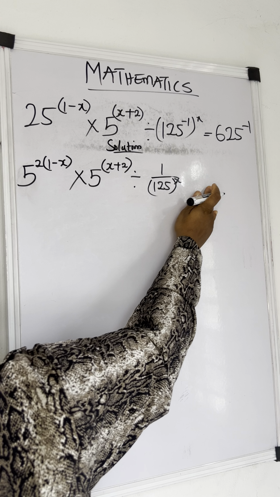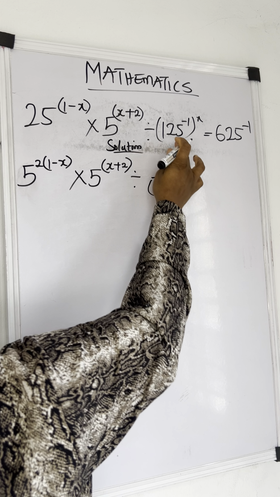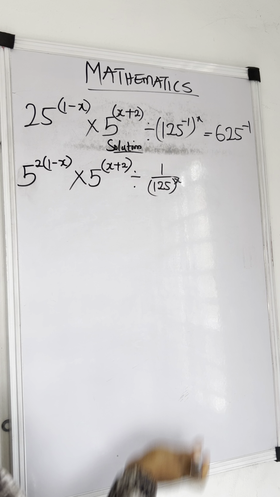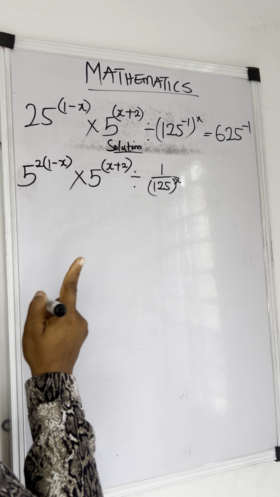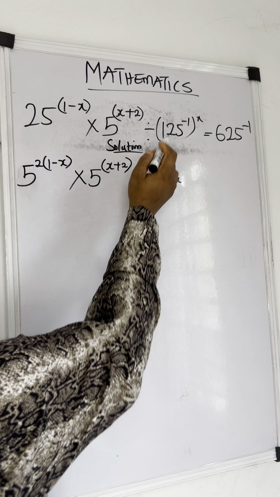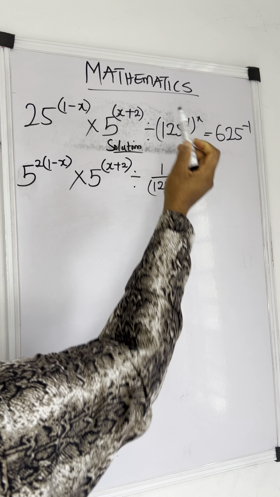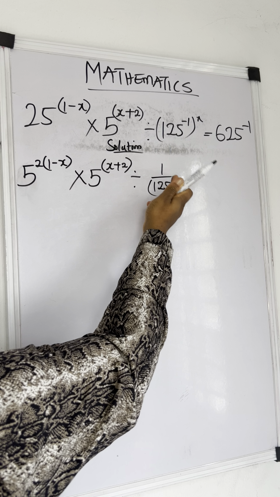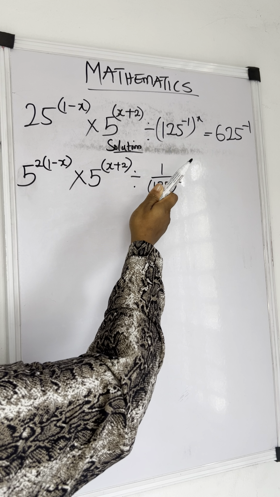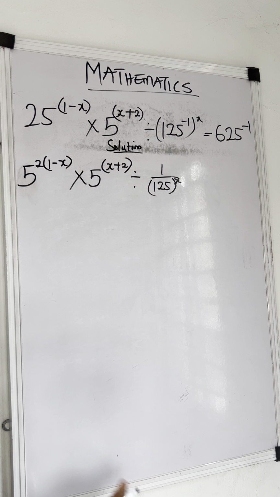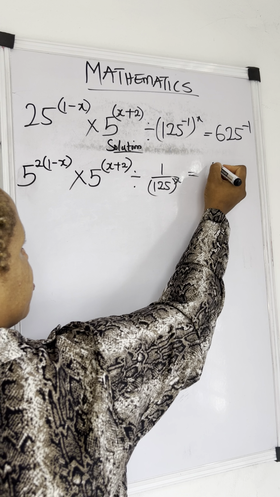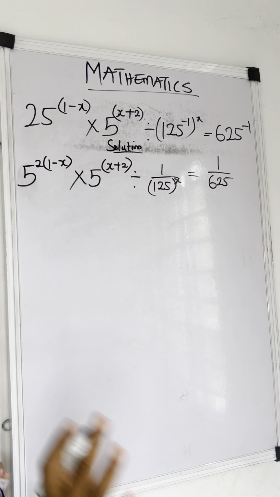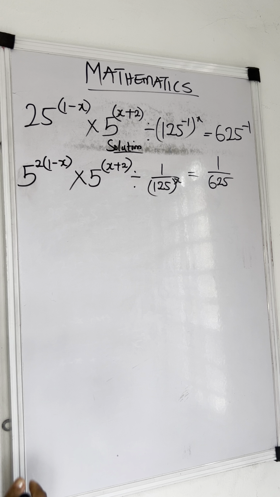So now, if we decide to open this bracket here, we're going to have 125 raised to power minus x. Like I always say, there's an invisible one behind every variable. So if you open it, we get 125 raised to power minus x. Since it's the inverse law, we want to remove the negative sign, so we make it 1 all over 125 raised to power x, equal to, and we'll do the same thing for this one, 1 all over 625. That's the first step. Let's go to the second step.